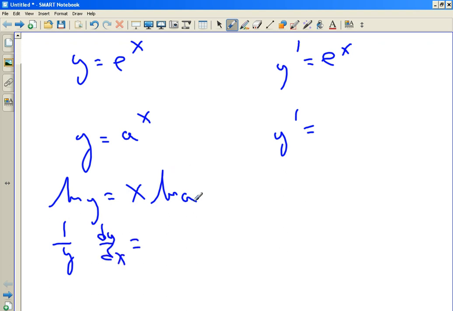And what's the derivative of a constant times x? Like 2x. What's the derivative of 2x? 2. So what's the derivative of ln a times x? ln a, okay. So can you tell me what dy/dx is by itself? How do you get this alone? Multiplied by y, right? Okay, so y prime is ln a times y, but who's y? a to the x.